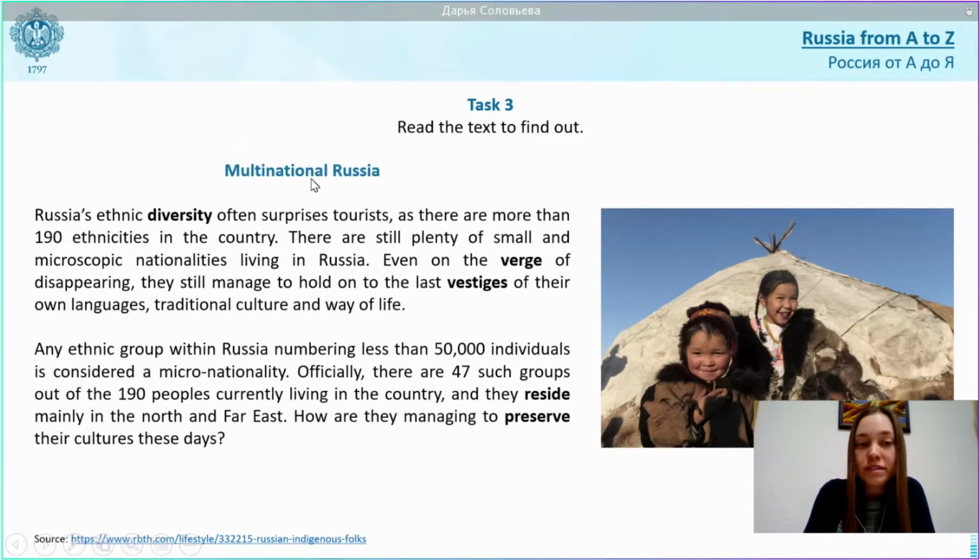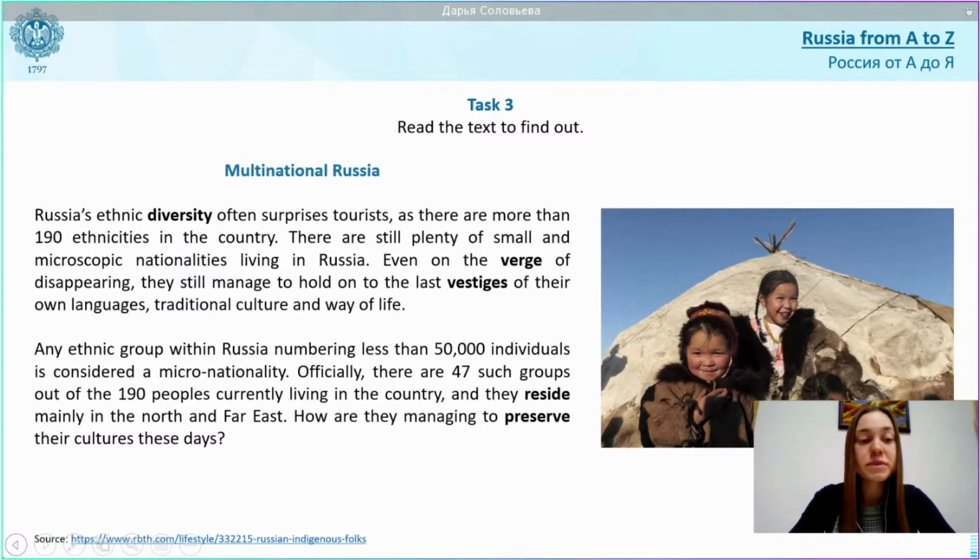Russia is a multinational country, right? So let's start. Russia's ethnic diversity often surprises tourists, as there are more than 190 ethnicities in the country. There are still plenty of small and microscopic nationalities living in Russia. Even on the verge of disappearing, they still manage to hold on to the last vestiges of their own languages, traditional culture, and way of life.